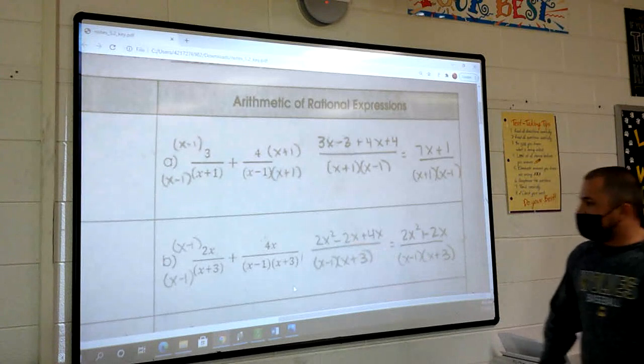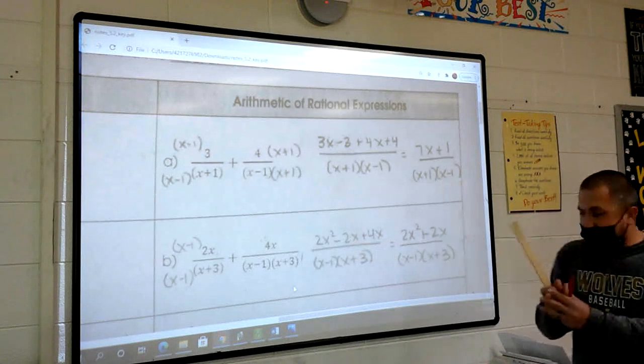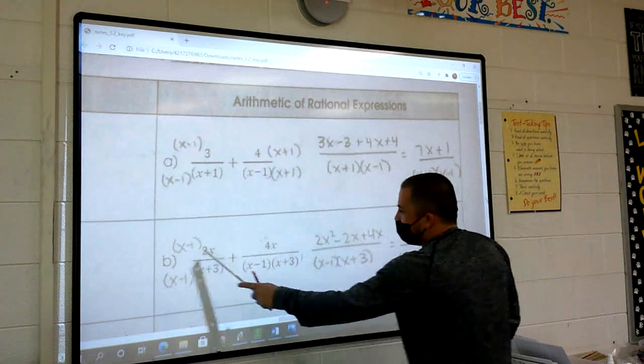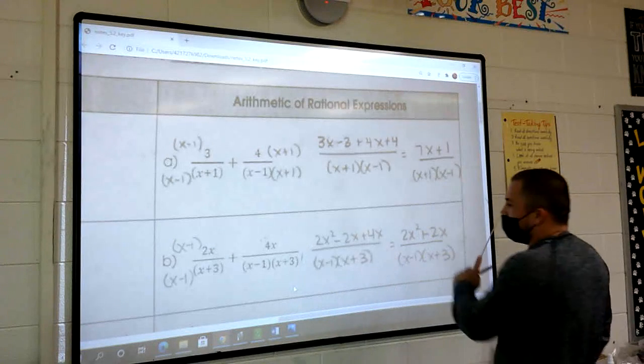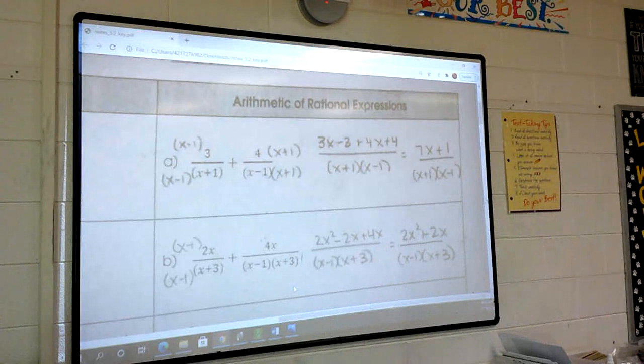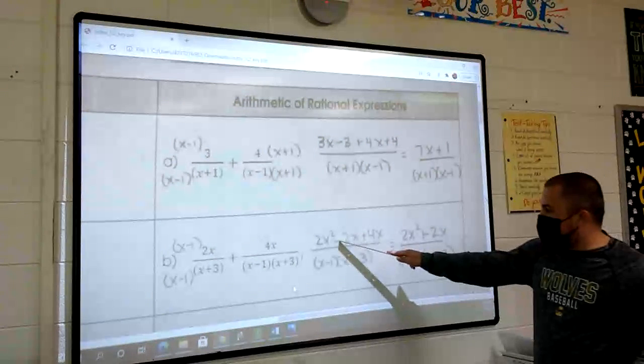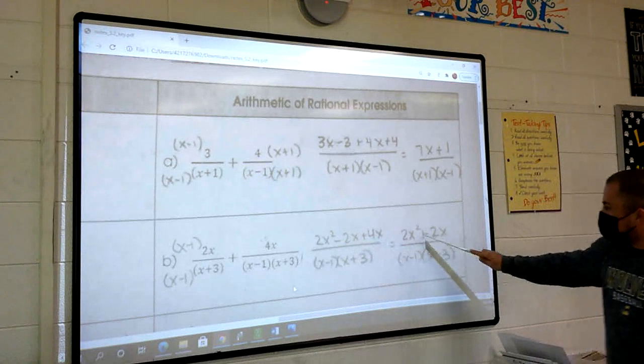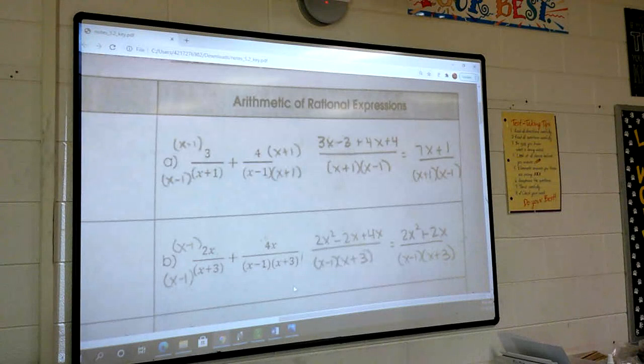So when we add everything together, we have 2x squared minus 2x plus 4x. So the only things we could combine are the x's. So negative 2x plus 4x is a positive 2x. So our final answer is just the 2x squared plus 2x over our least common denominator. And our least common denominator, like we said, is the x minus 1 and the x plus 3.